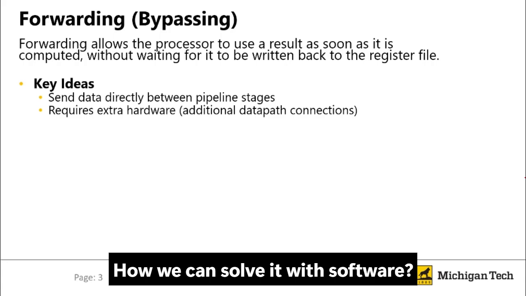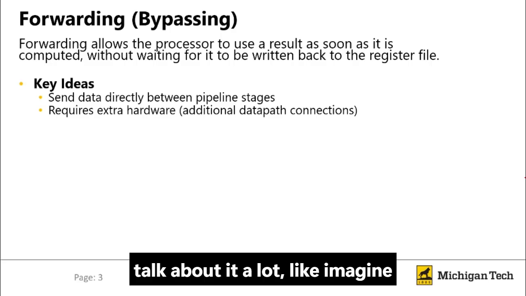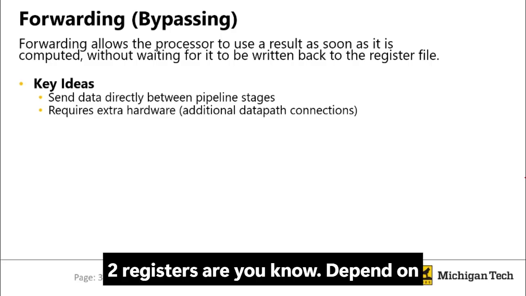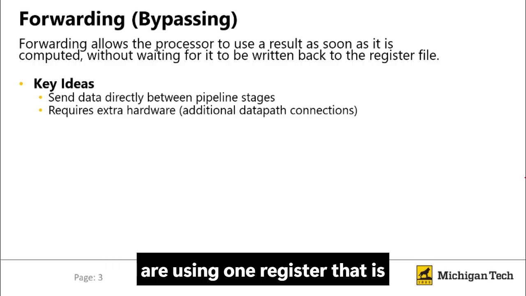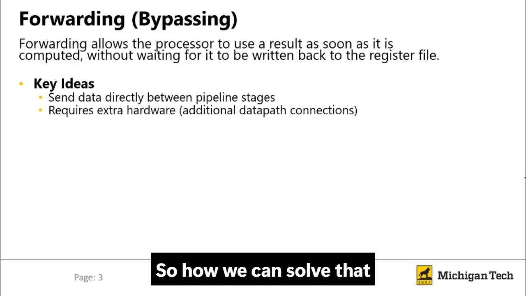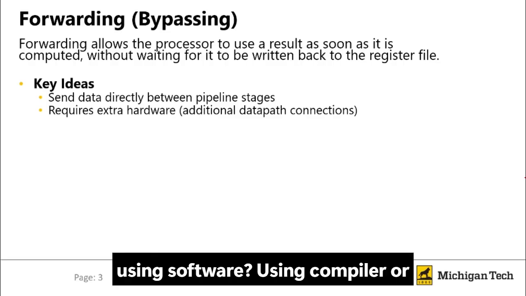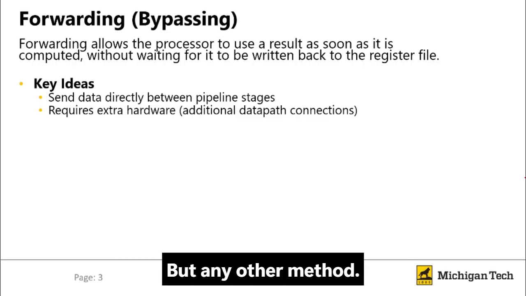How can we solve it with software? I mean, the compiler. Any idea? We talked about it a lot. Imagine two registers depend on each other, if you are using one register that is the destination of the previous instruction. So how can we solve that using software, using the compiler or assembler? Stalling. Stalling, yes, but any other method?